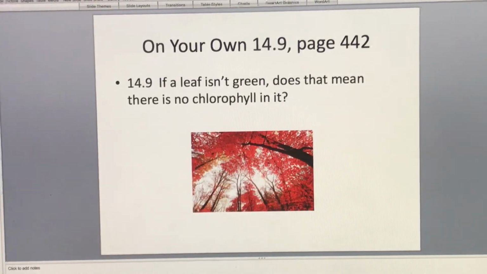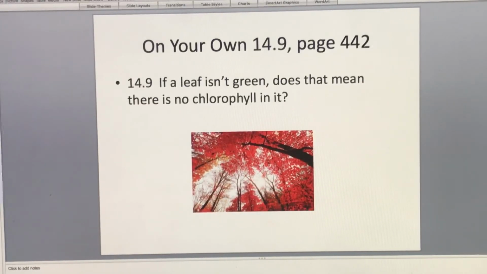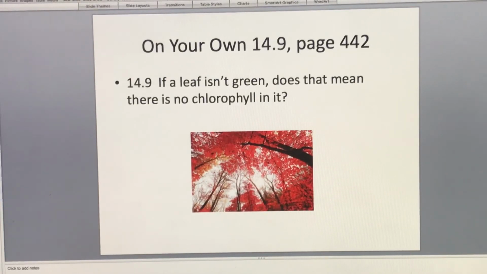Okay, 14.9. If a leaf isn't green, does that mean there is no chlorophyll in it? Well, as we just described before, it certainly means that there are other pigments that are showing, and there could be some chlorophyll in it, but these other pigments are dominating what's visible in the leaf. So the answer is no, there could be chlorophyll, but it could be just being masked by other pigments.